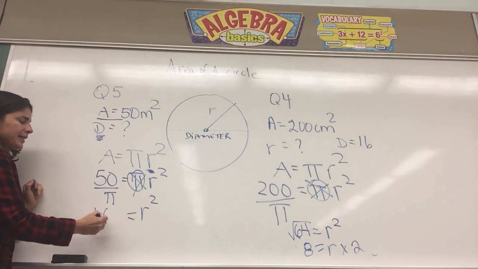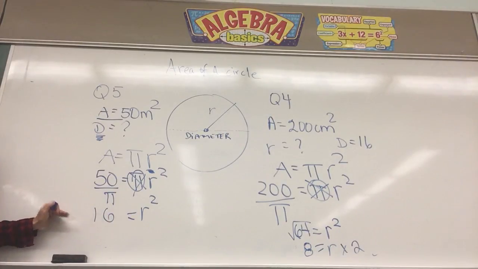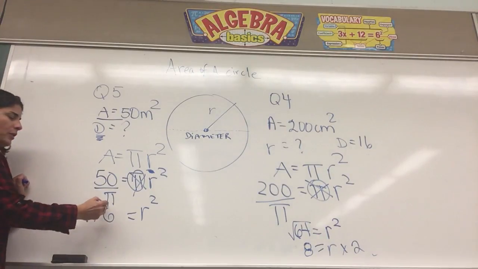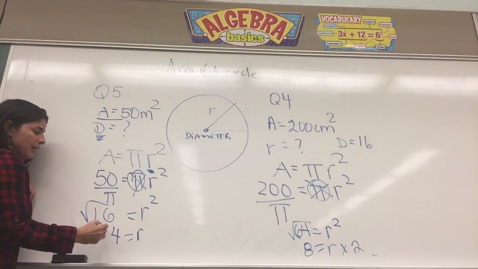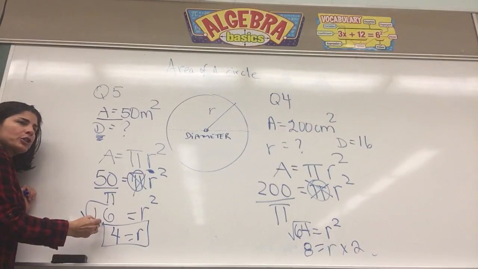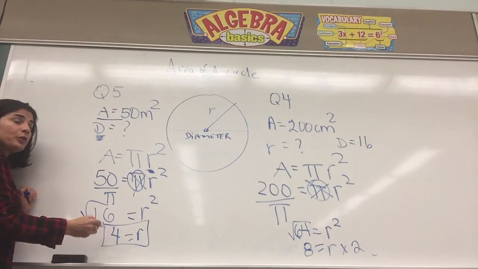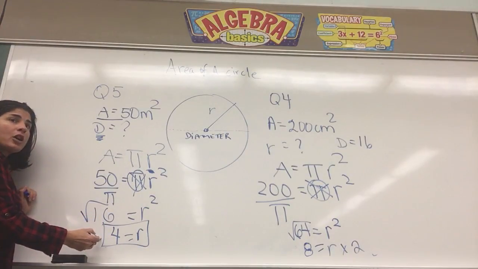15 point something. I'm going to put 16, just so that you can tell what the square root of 16 is without your calculator. What's the square root of 16 without your calculator? 4, because 4 times 4 equals 16. So the square root of 16 is equal to 4. Now I have my radius. Was that the question? No, but if you get this far, you've got a lot of marks because you've done a lot of work.